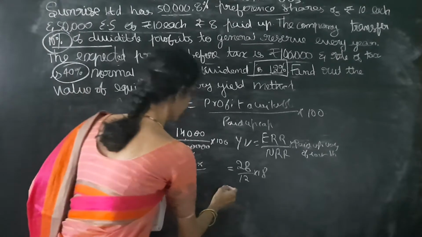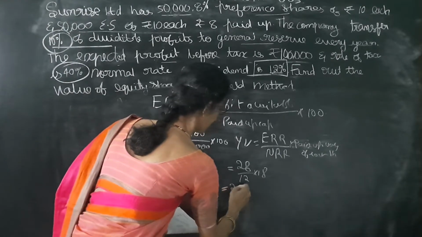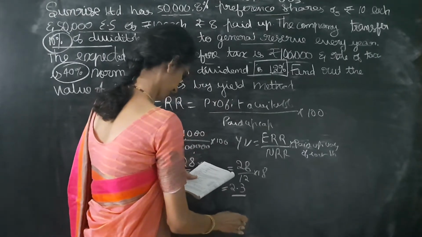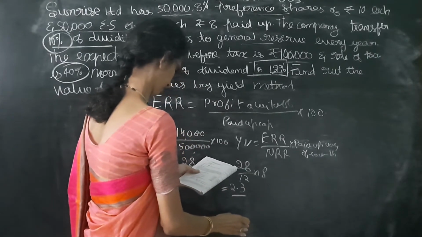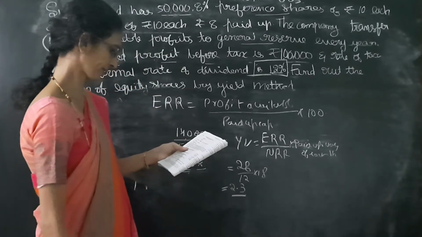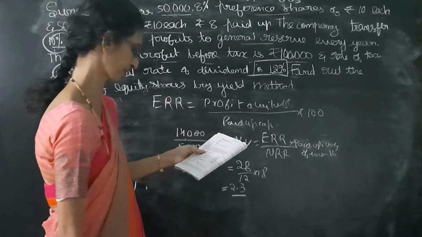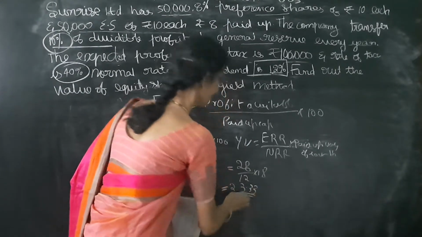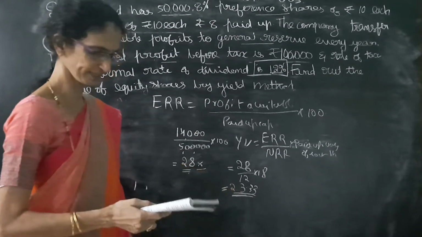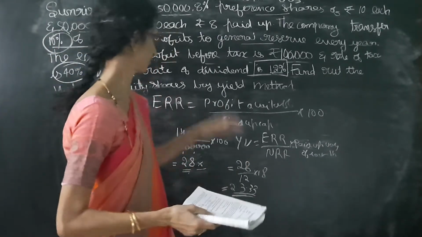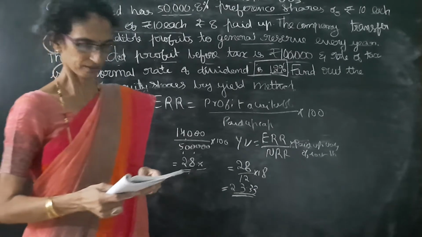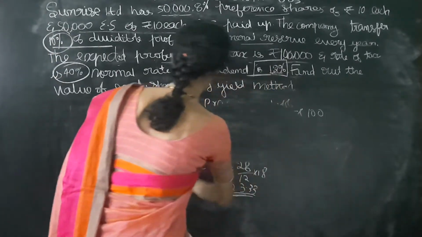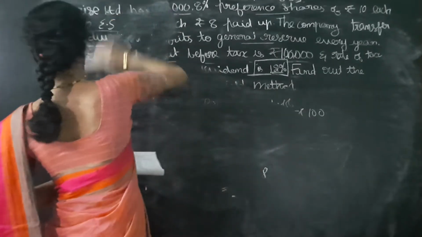So it comes around 2.3. Market value of each equity share is 23.33. So paid up value of share is 23.33. So this is the problem. Over. Let us continue with the next problem. The problem is like this only.